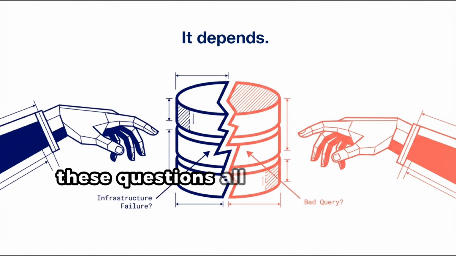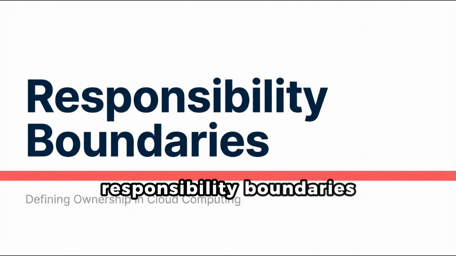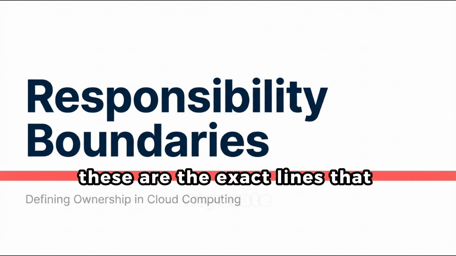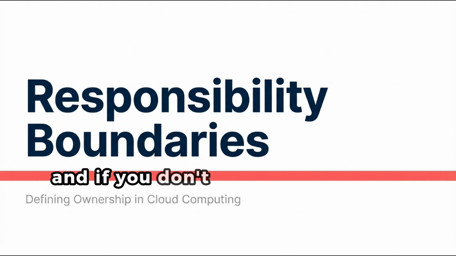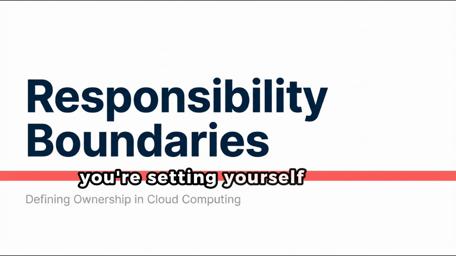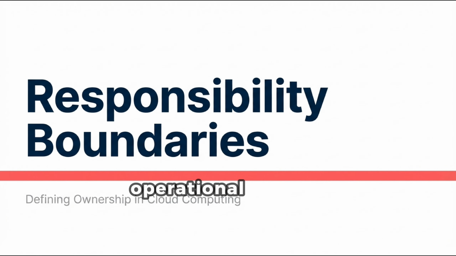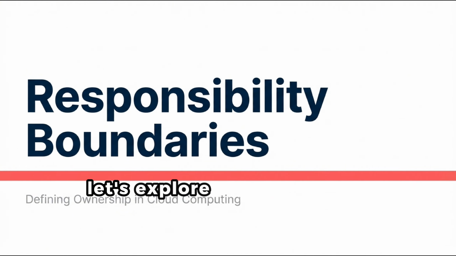These questions all come down to one critical concept: responsibility boundaries. These are the exact lines that separate what the cloud provider manages from what you manage. And if you don't know where these boundaries are for your specific services, you're setting yourself up for security gaps, operational failures, and finger-pointing when things go wrong. Let's explore how to identify and work with responsibility boundaries in cloud computing.